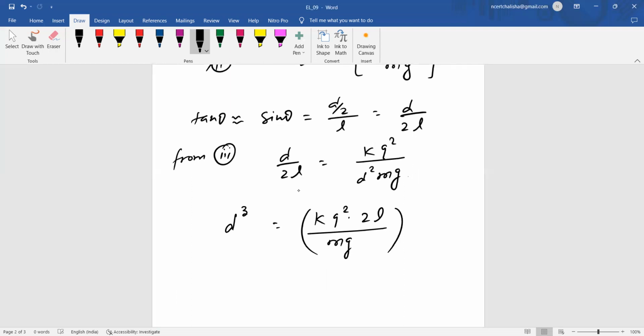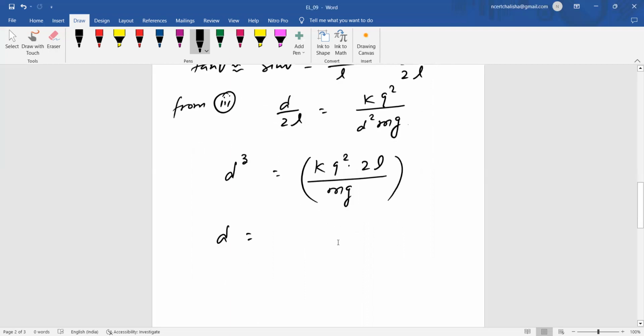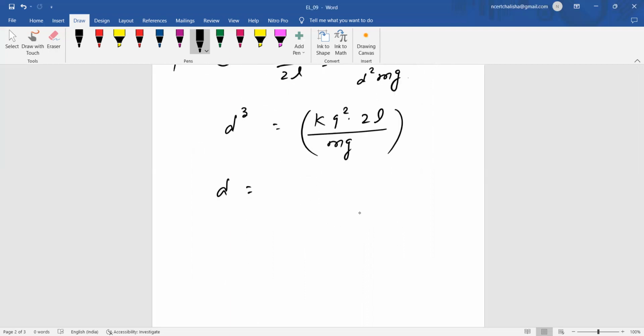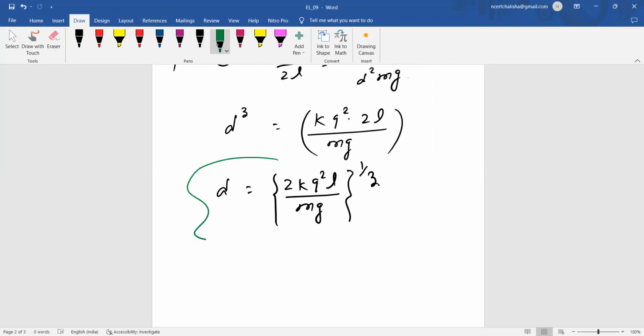In the next step, you can write over here, it is d. We are looking to find the d only. So in the next step, you can write here, it is 2kq square L divided by mg to the whole power 1 by 3. So this is, I think, the answer. It should be the answer.